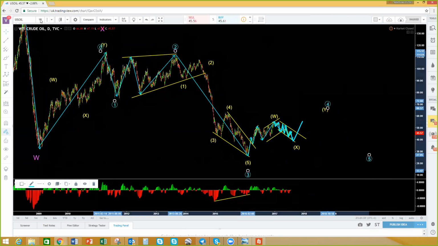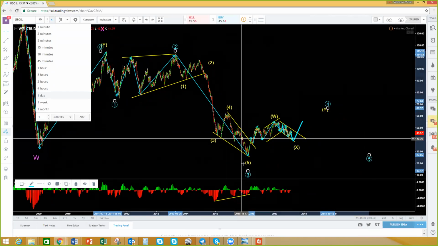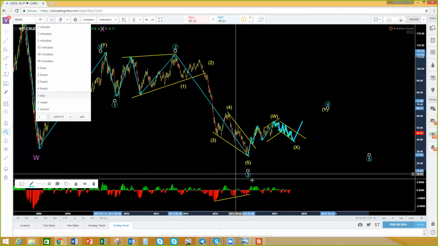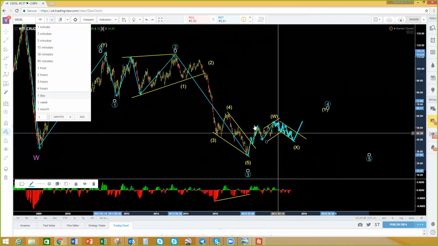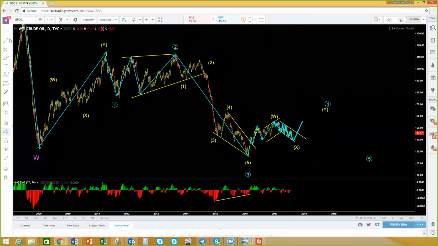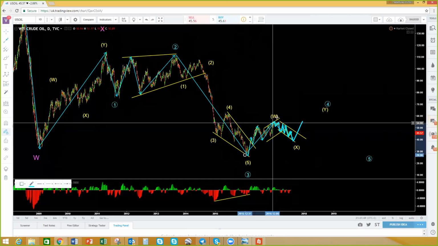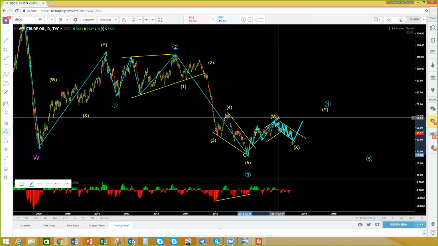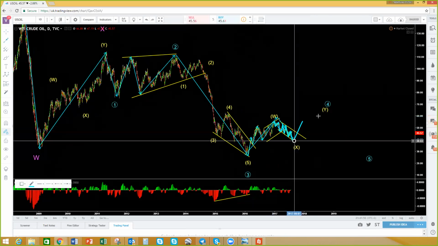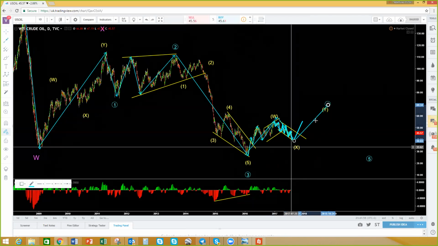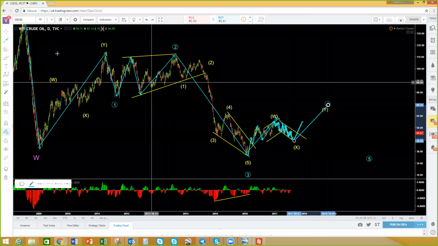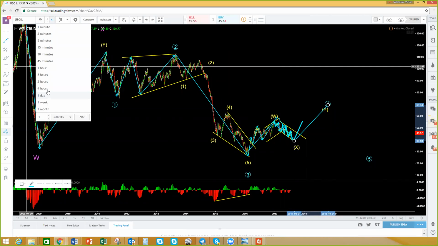Okay, let's go down to the 4-hour chart. Just remember, when I go to the 4-hour chart, I'm going to be looking at this trade here. So this is my W, this is my X, and this is my Y. So I'm going to be looking for this trade. I'm just going to go down lower, but it has not happened yet.